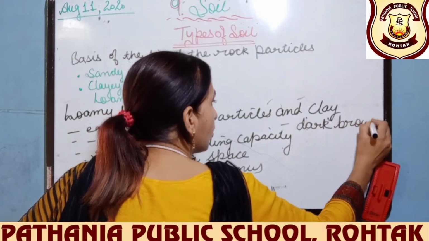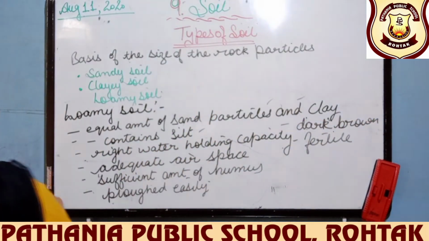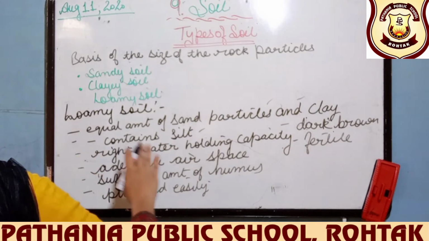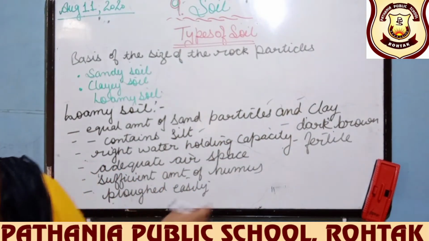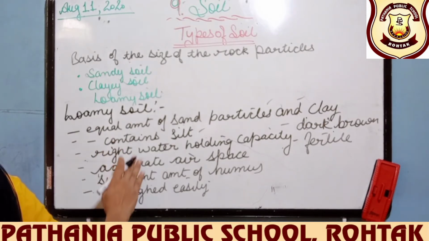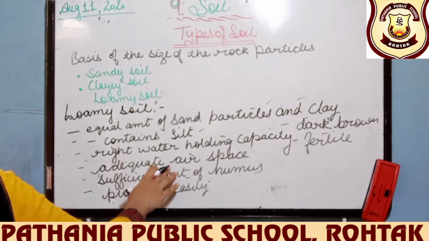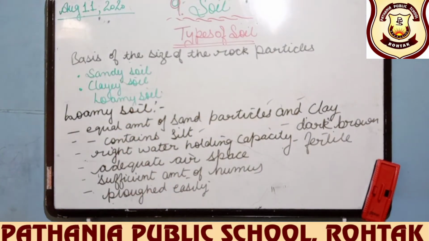It is dark brown in color. It's very fertile. It even contains the right water holding capacity. So loamy soil has adequate air space between its particles, and it holds a sufficient amount of air that is needed for the roots of the plants, due to the presence of sand.